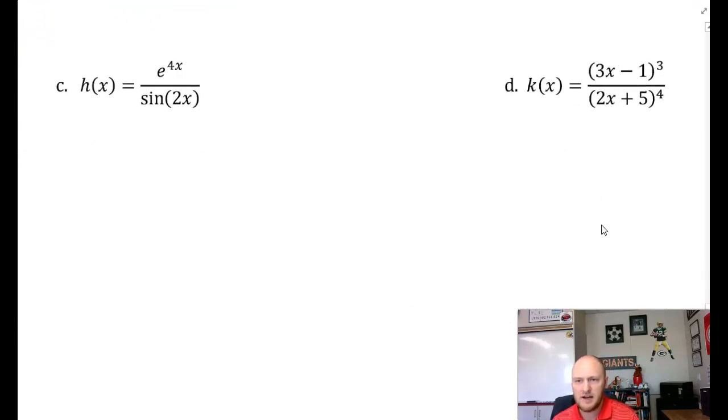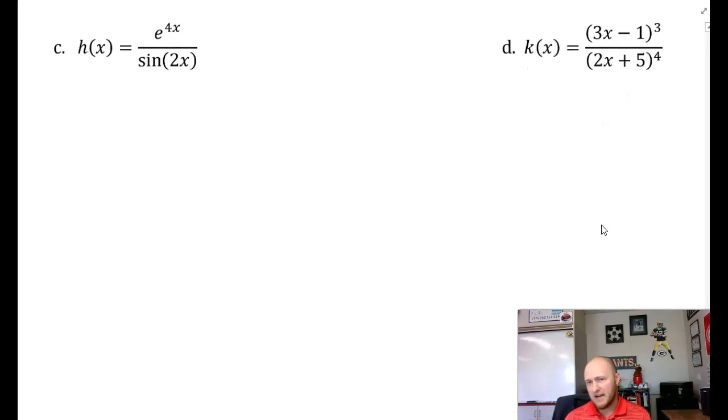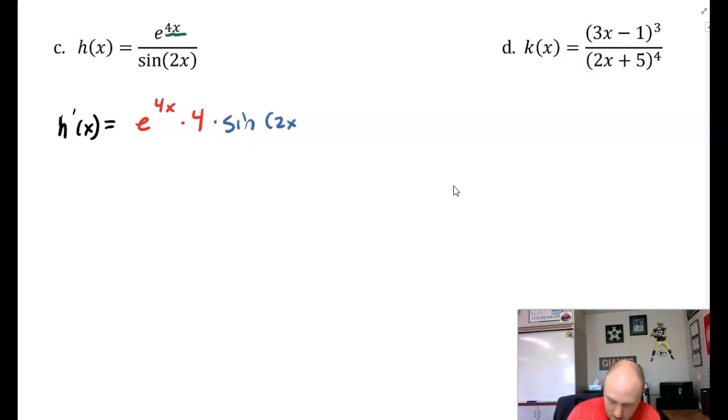Now we're going to go ahead and see some examples where we're dividing. So what rule do we have to use? That's right, the quotient rule. So we're going to go ahead and differentiate. Okay, so h prime of x is equal to, and with the quotient rule, I want the derivative of the top. So e to the power of 4x. Well, I also have to multiply times the derivative of u here, which is the 4. Okay, times the bottom. So sine of 2x.